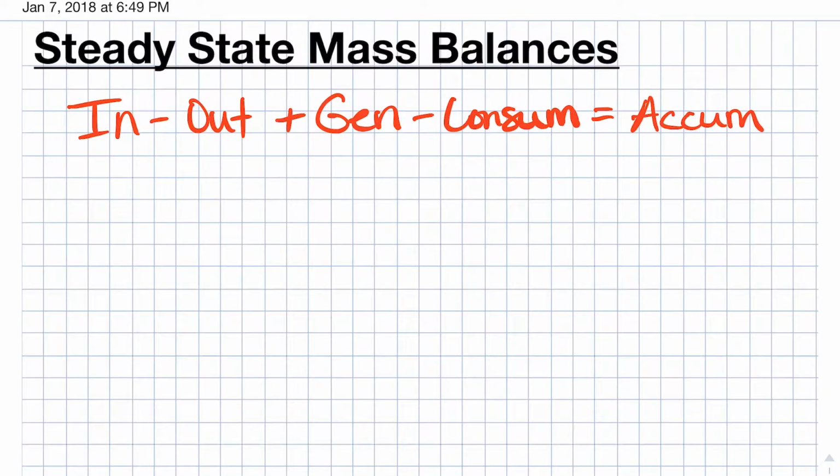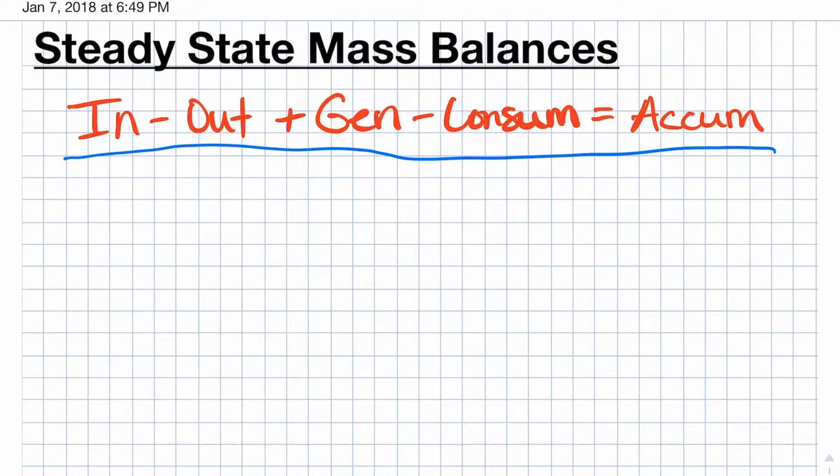So last video we covered general balances, and today we're going to cover mass balances, specifically steady state mass balances. But before we get into mass balances as a whole, we need to actually define what a mass balance is. We have this general formula, in minus out plus generation minus consumption equals accumulation. And like I said, that's the accounting for chemical engineering, but we need to apply it specifically to mass.